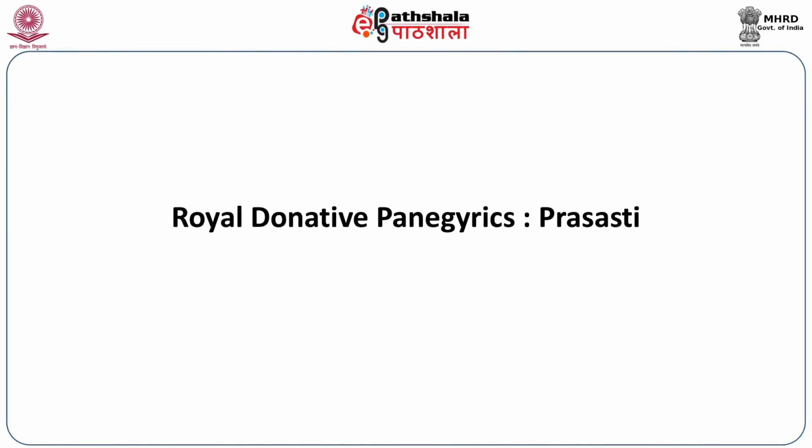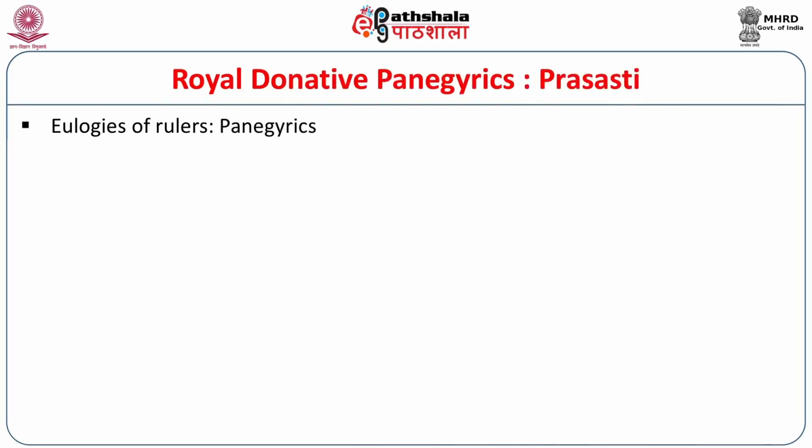Among the royal donative panegyrics, that is prashastis, these are basically the eulogies of rulers, as I have already mentioned. The different types of panegyrics are eulogies of rulers. These are also of different types. It all depended on the composers of these prashastis, how they would take up each description. It also depended on the relationship of the composer with the ruler, and on the psyche of the composer.